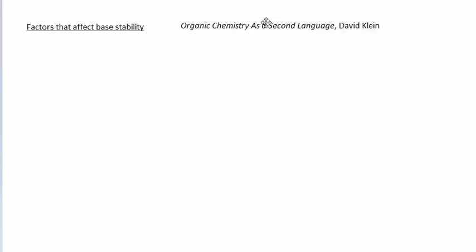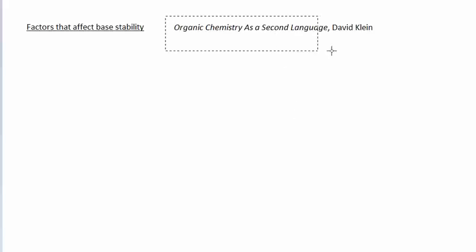There's a series of rules that were developed for how to tell how stable a conjugate base is going to be. And these rules are outlined very well in David Klein's Organic Chemistry as a Second Language, where I'll be pulling most of this information. If it's your first semester taking organic chemistry, I highly recommend getting this book. It is incredibly useful and incredibly easy to read.